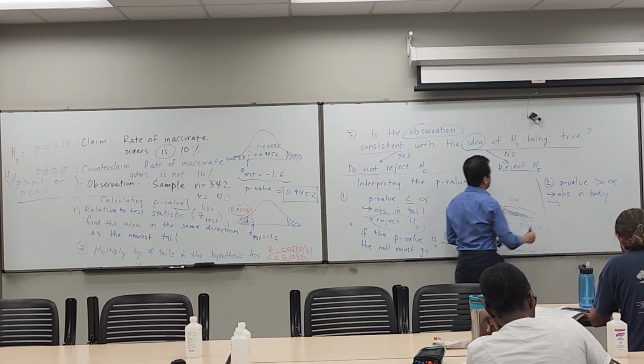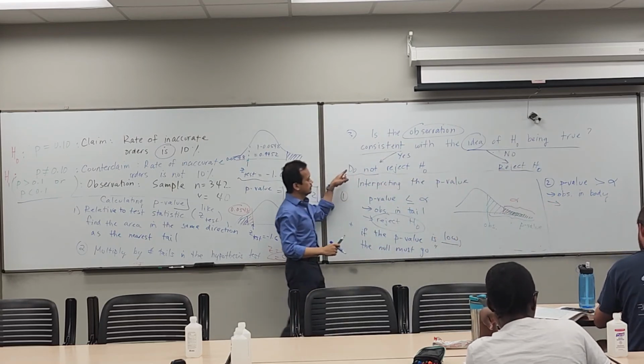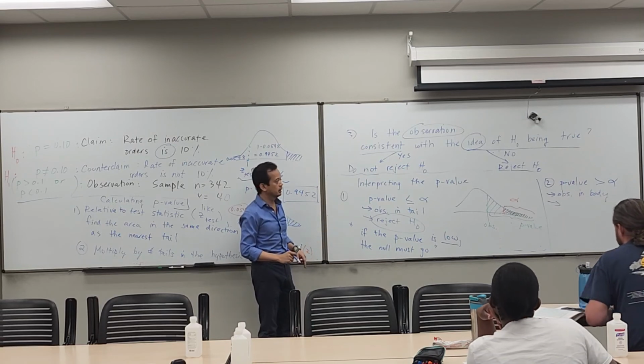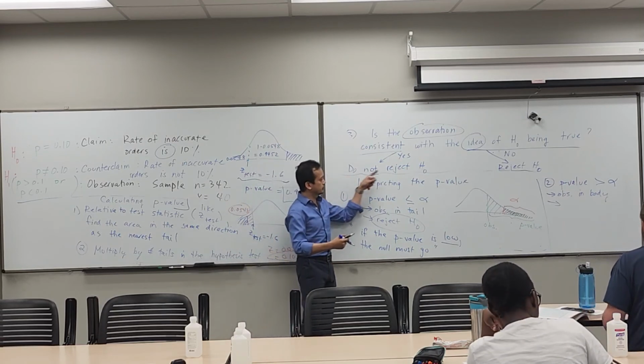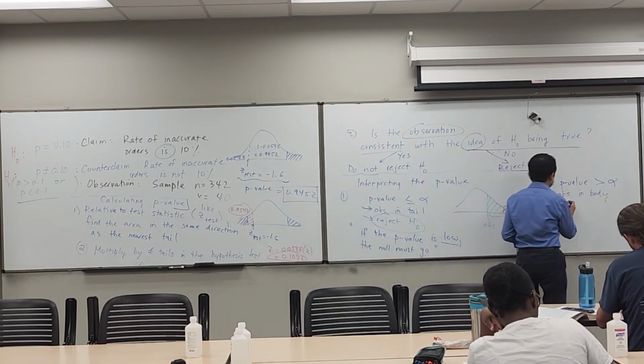And if it's in the body of the distribution, then what's the phrasing of the conclusion that we make? Fail to reject. Good. Fail to reject or do not reject H0. Okay.